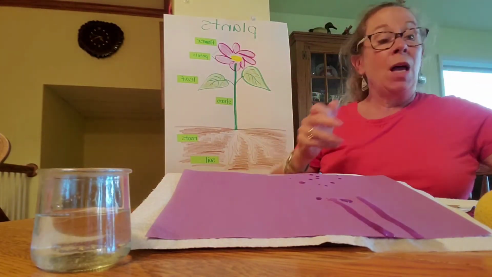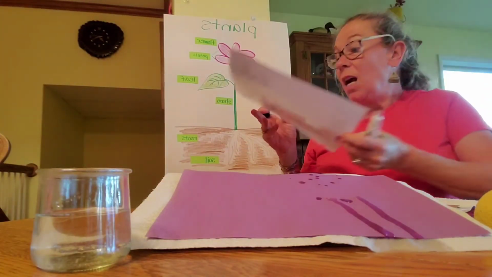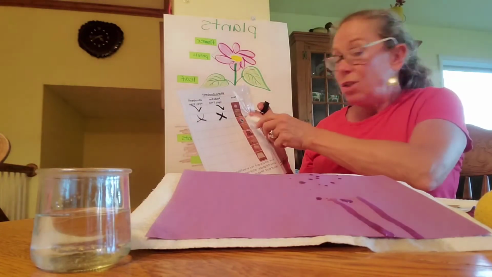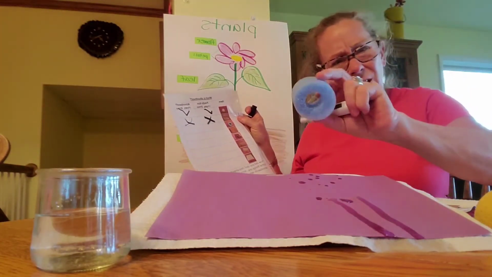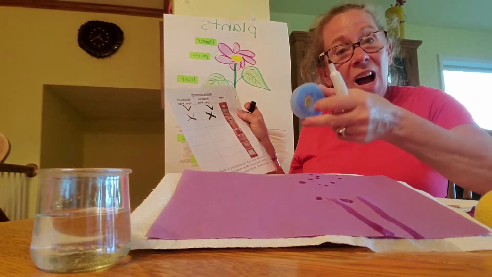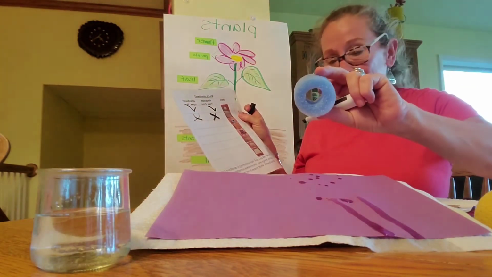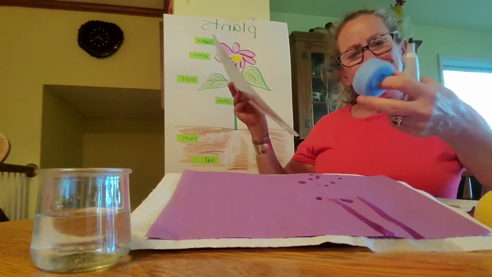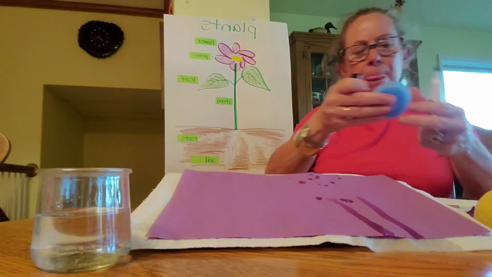Now, let's try something a little trickier. Let's try this. Do you know what this is? It's a piece of a pool noodle. I cut it up. Yes, I did. Now, how does it look?